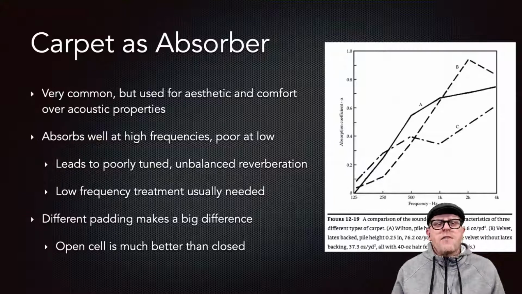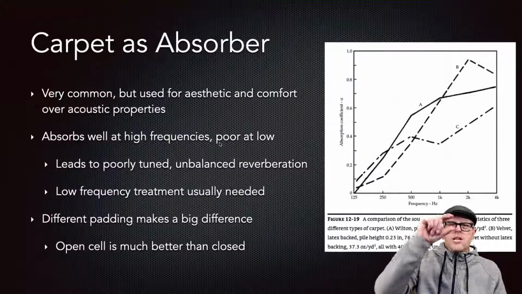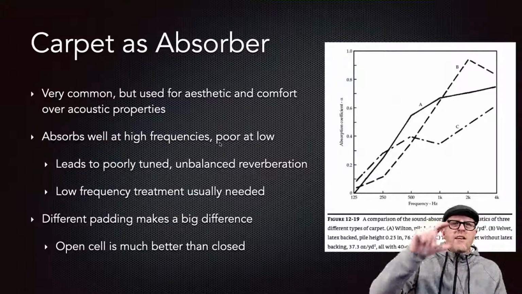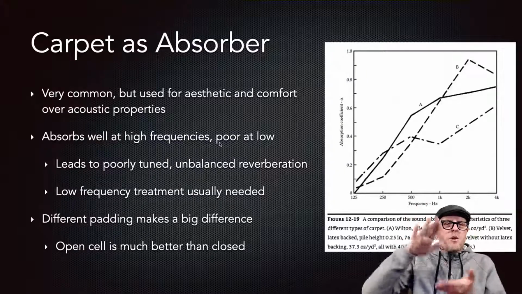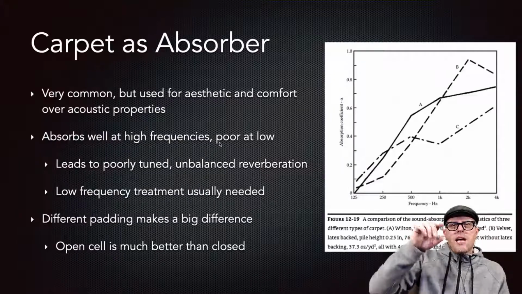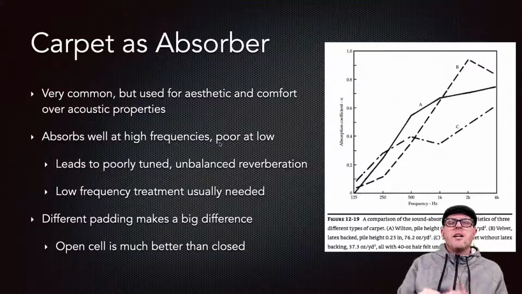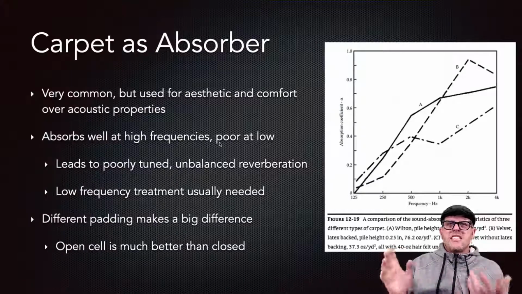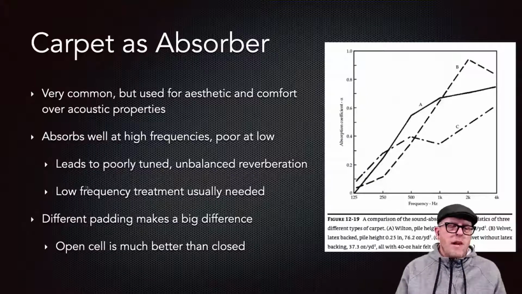So it absorbs well at high frequencies and poorly at low. That kind of makes sense. It goes along well with what we've been talking about. That carpet is only usually going to be between this and that thick. Those high frequencies are going to get absorbed because as we approach the quarter wavelength to that carpet, it's going to work pretty well. But as the wavelength gets longer and longer, in other words, as the frequencies get lower, the carpet doesn't affect it because the wavelengths are so long. So it leads to poorly tuned and unbalanced reverberation. So yes, this is absolutely what happens.